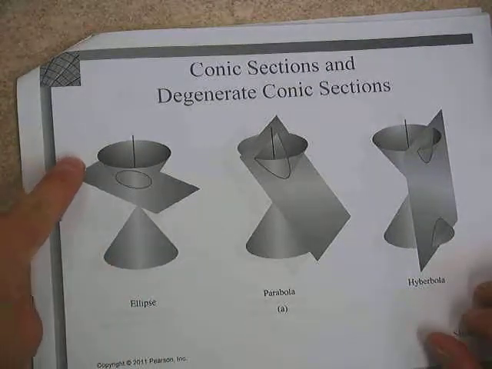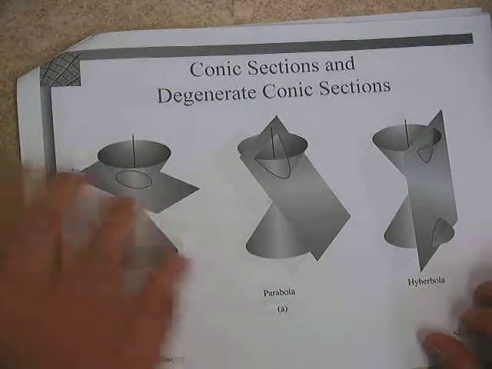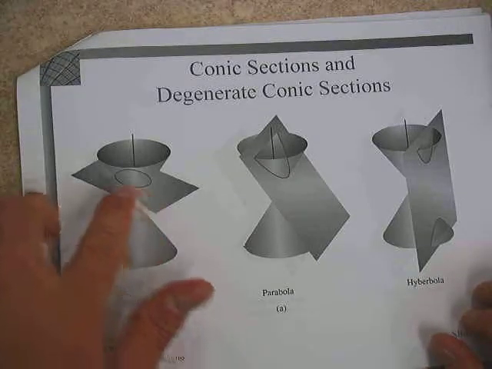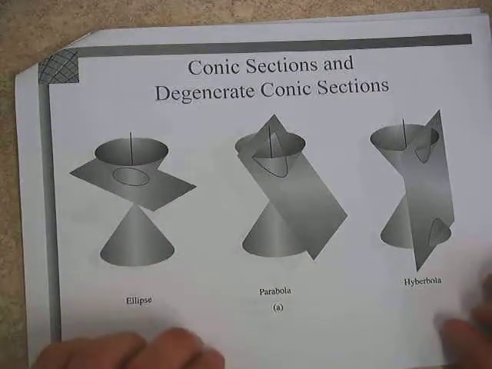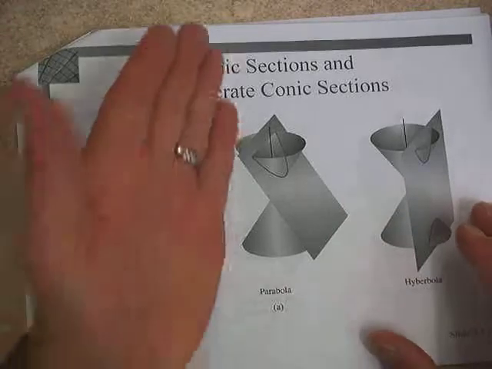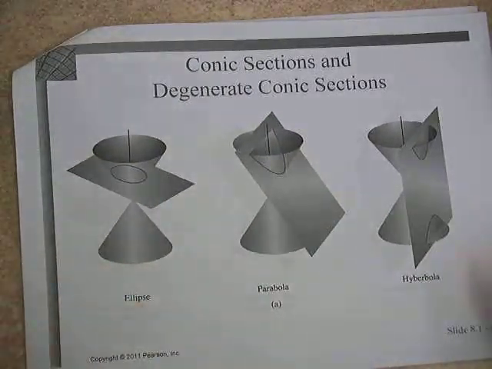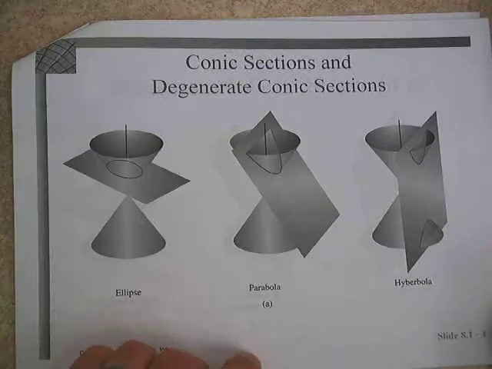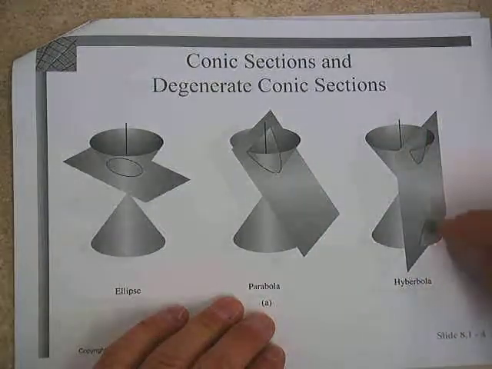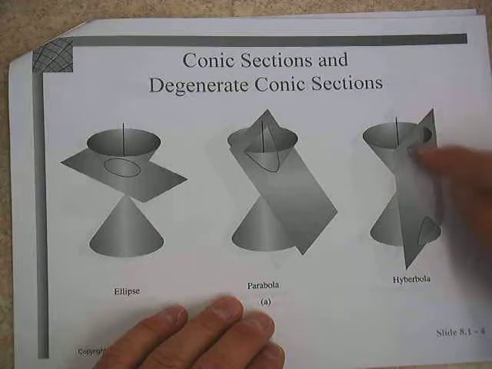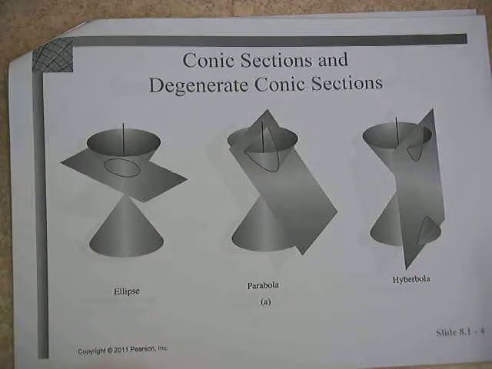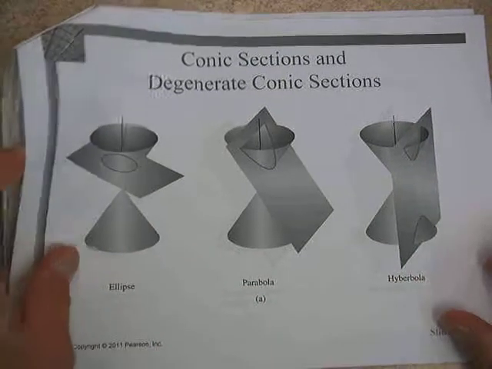If we slice one of the cones with a plane that doesn't go straight horizontal, we're going to get an oval shape, which we call in math an ellipse. If we were to slice the cone, as you can see here, we get a parabola, which we have quite a bit of experience with. We're going to look at it from a little different standpoint today. And then also when we slice the cone straight up and down, we get this curve that's two separate curves, but it's all one equation. We call that a hyperbola.